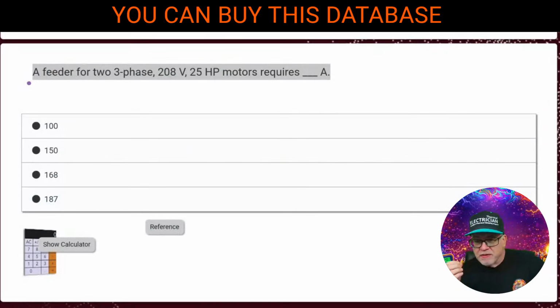Well, it wasn't specific about branch. It wasn't specific about feeder, but it is talking about the circuit conductors. In our case, we're talking about feeder. But check this out. Let's go down and look at the graphic or the illustration, right?